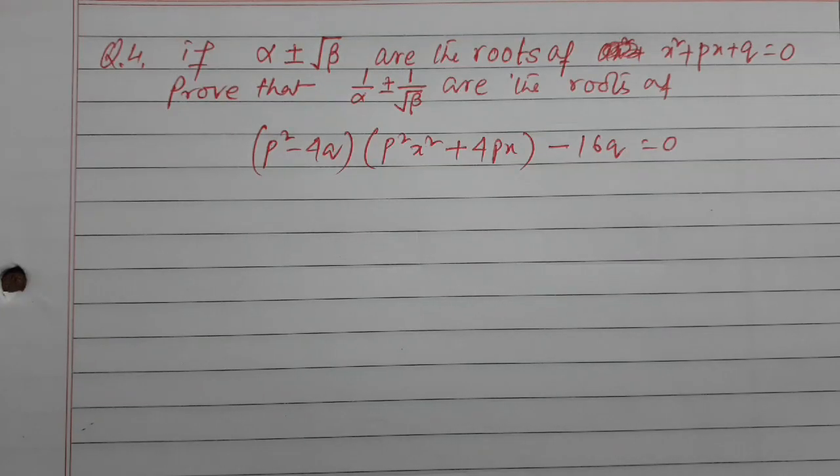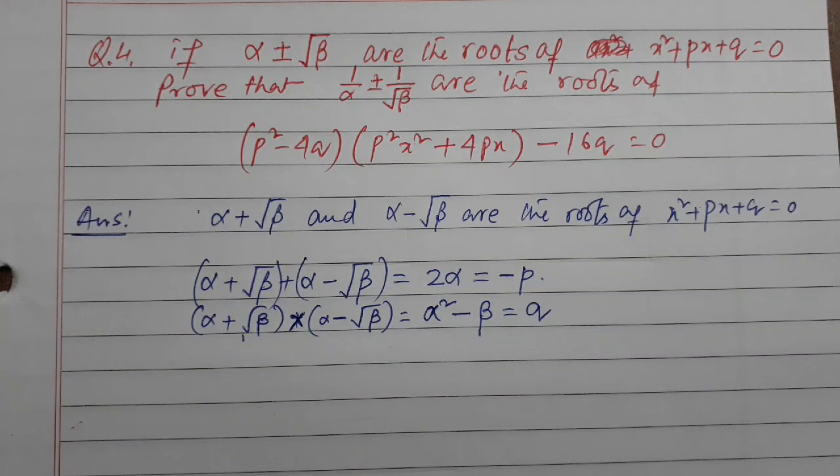Now let us solve this question. It is given that if alpha plus minus root beta are the roots of the equation x square plus px plus q equals to 0, then prove that 1 by alpha plus minus 1 by root beta are the roots of the equation p square minus 4q into p square x square plus 4px minus 16q equals to 0.